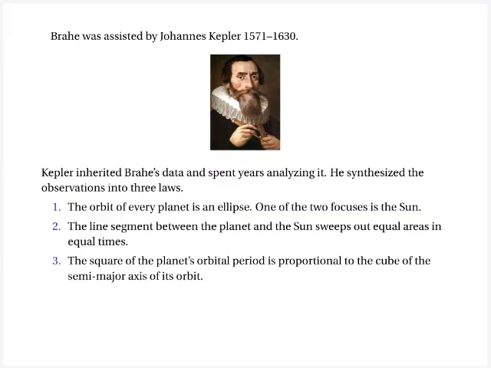Brahe was assisted by Kepler. Kepler inherited Brahe's data and spent years analyzing it. He synthesized the observations into the celebrated three laws. The orbit of every planet is an ellipse. The line segment between the planet and the sun sweeps out equal areas in equal times, and the square of the planet's orbital period is proportional to the cube of the semi-major axis of its orbit.